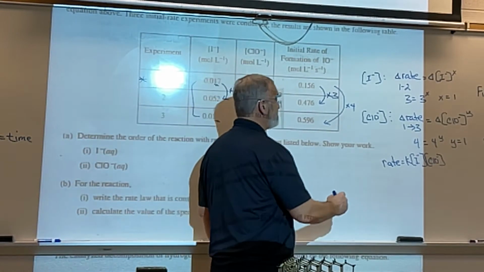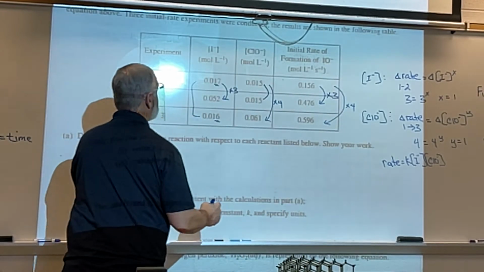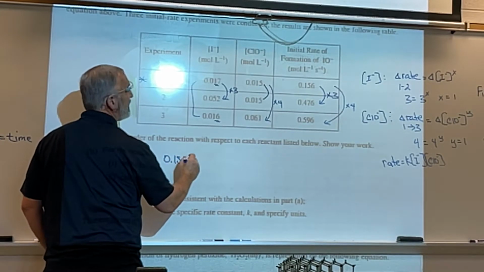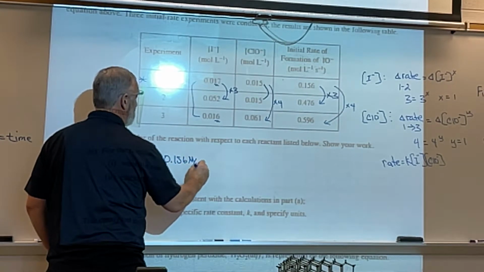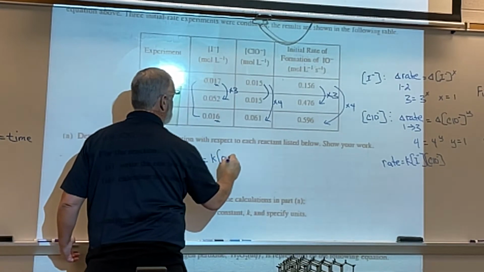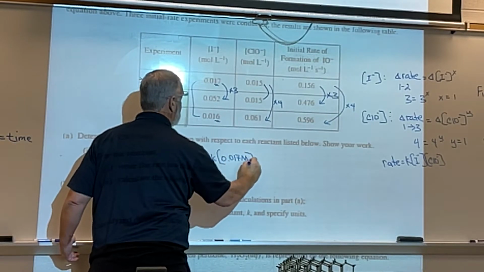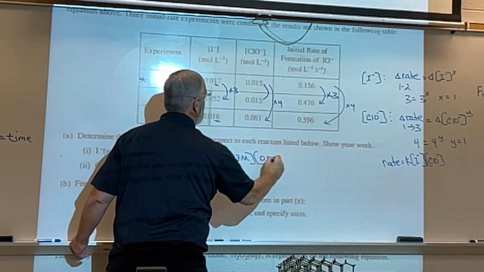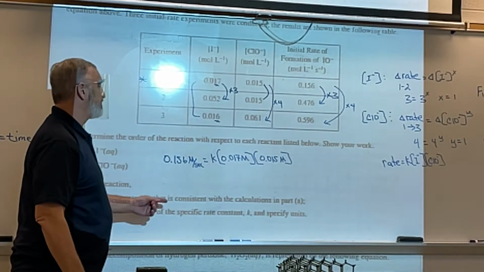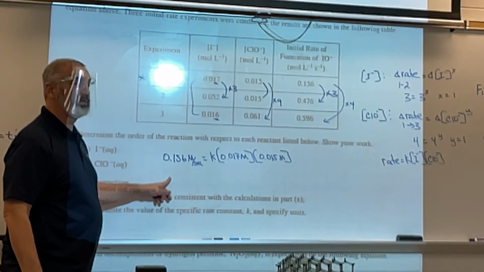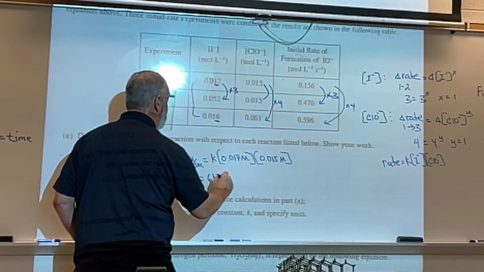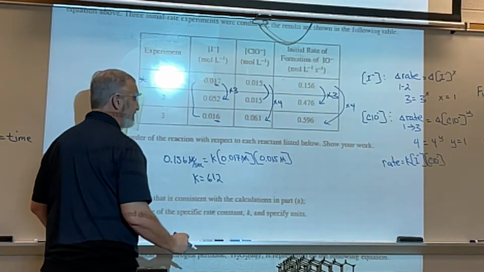Okay? So then we simply say, I'm going to do it right here just for simplicity's sake. The rate, 0.156, and that's moles per second, is equal to K times the concentration of I minus, 0.017 molar, times 0.015 molar to the first. Just solve for K. 612. Now notice that one of those molarities is going to cancel.